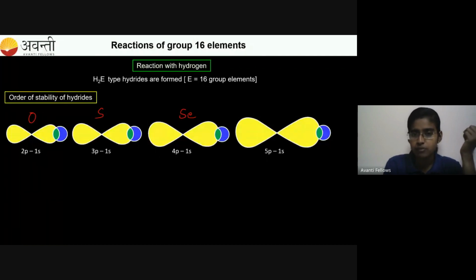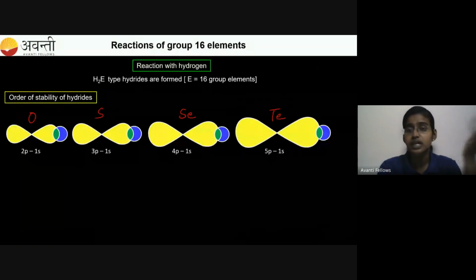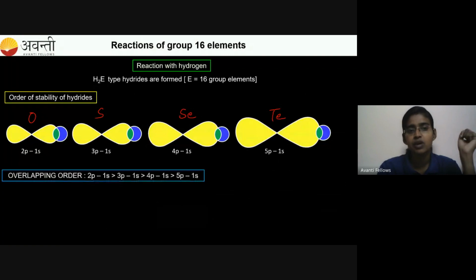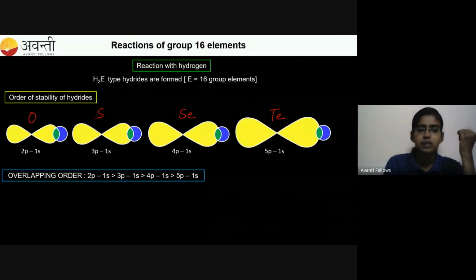For tellurium, 5p. Okay, so you can see the overlapping area decreases as the size of the orbital increases. So what is the overlapping order? 2p overlapping is very high compared to others. So this particular 2p overlap will form a very strong bond.